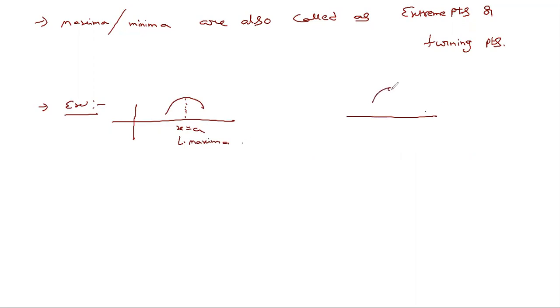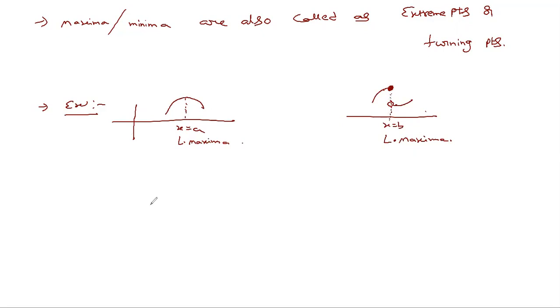If I consider the function like this, okay, x is equal to b. What about this? Local maxima. Why? Because you can observe this is f of b. F of b plus is smaller than f of b, and moreover f of b minus is also smaller than f of b. That's why it is local maxima.